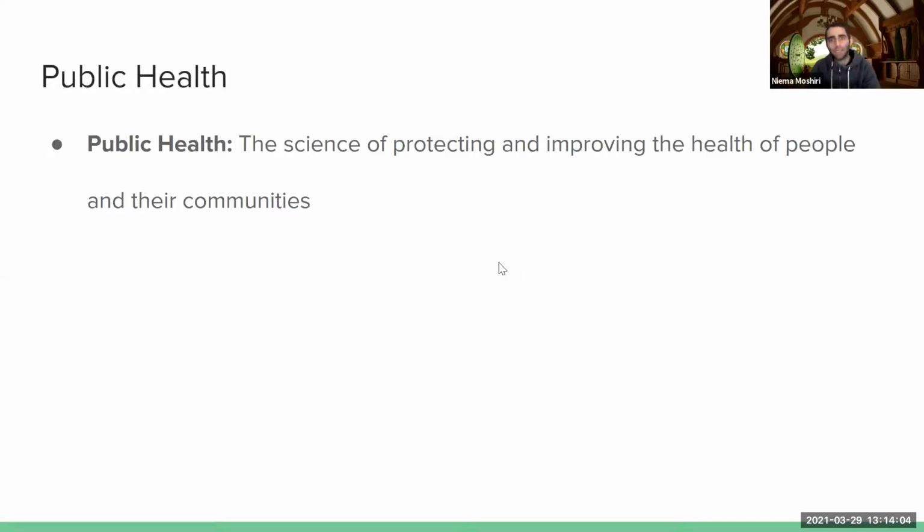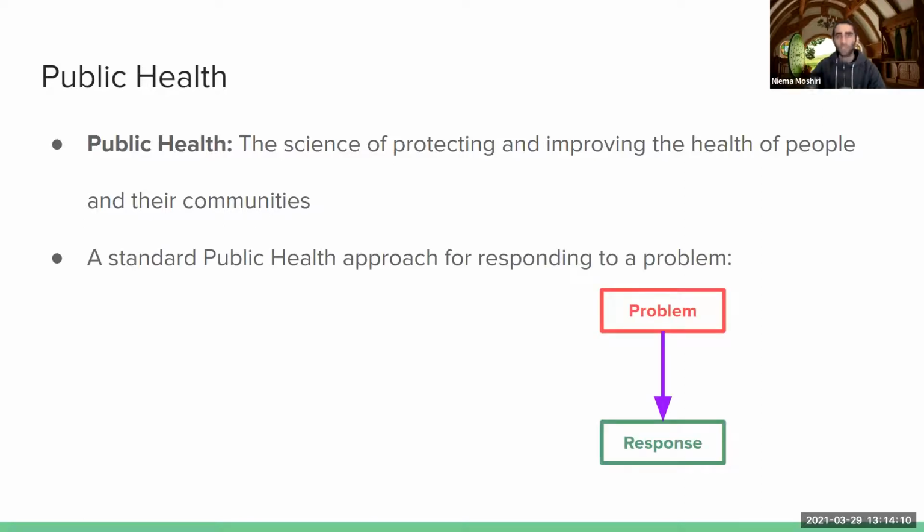So first, public health. Public health is the science of protecting and improving the health of people and their communities. So in general, a standard public health approach for responding to a problem: we have some problem that exists and we want to reach some response that will be the public health intervention that solves that problem. Generally, the first step is surveillance. You want to identify what is the problem. You want to describe it concretely. You want to really figure out what exactly is the public health problem that we have.